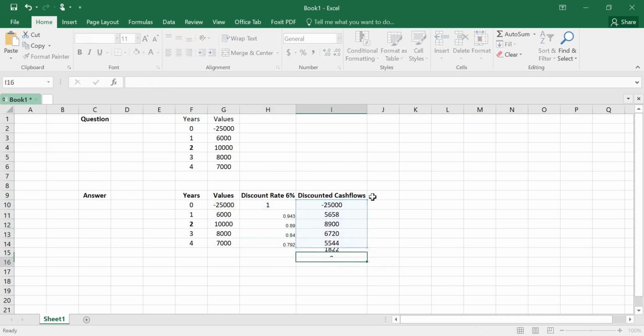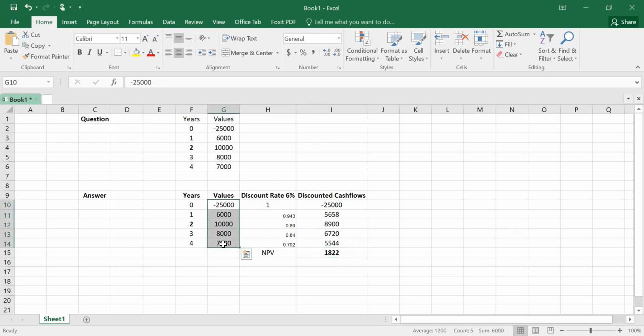Now I will sum them up, and here is our answer. It is the NPV, or the present value of these cash flows. Here you can see the NPV is positive, so we can go with this project. We can also say that this project is covering this 6% and then giving us a surplus of 1822, so it's profitable. It was a very straightforward and simple question. We just summed up these values after discounting them.